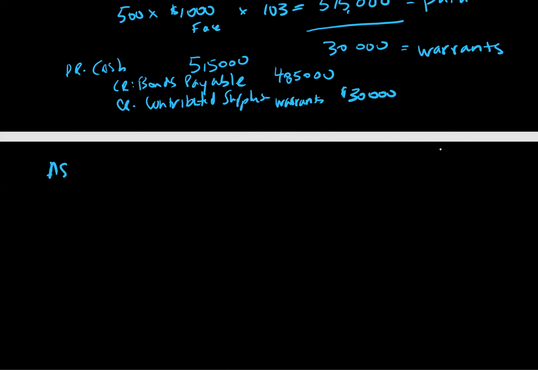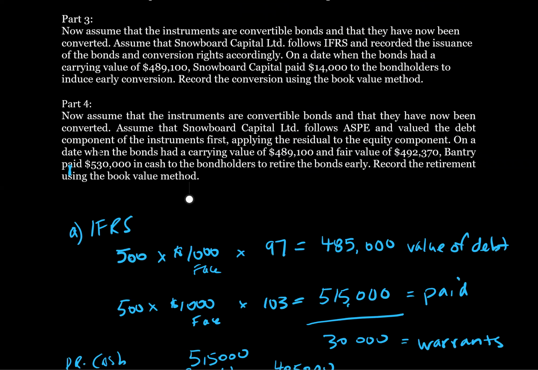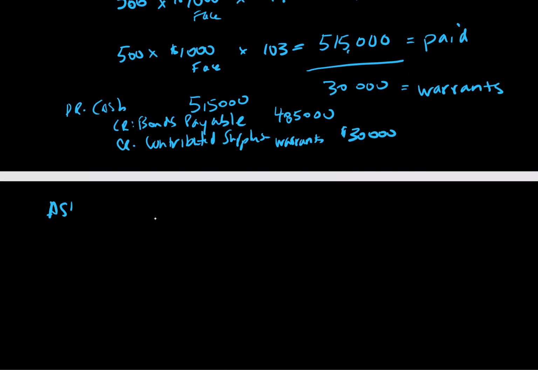So we've got ASPE. There's two options. So one option is you can measure whatever instrument is easiest to measure first, and then apply the residual to the other component. So unlike IFRS, where the debt has to be the first component, ASPE says whatever's easiest you can measure first, and then allocate the difference to the other. So you could have the exact same journal entry under ASPE, if the preparer decided to value the debt first because we had the information for that.